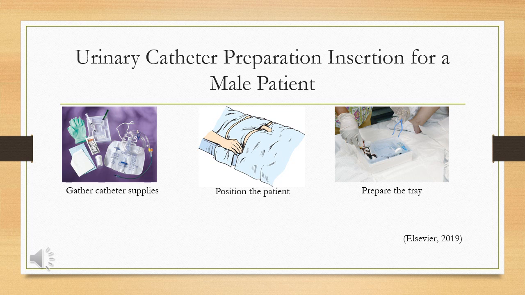Now we're going to discuss the catheter preparation for insertion for a male patient. So we're going to gather our catheter supplies and we'll position the patient and then we'll prepare the tray.